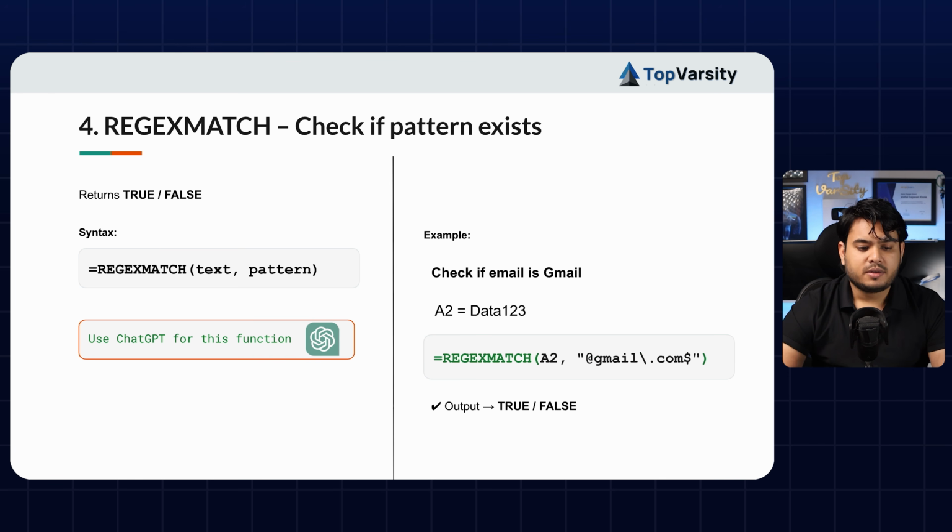Now the next function is REGEXMATCH. Match means you need to match it. REGEXMATCH checks if the pattern exists or not, and it will return you true or false. That's the only thing. This function is not there in normal Excel. It is there in Office Excel. If you are using your official Excel, which is given by your office at your job, then you will find that formula. Otherwise you will not find it in the normal one. For that, we are going to use Google Sheets. We'll get back to this.